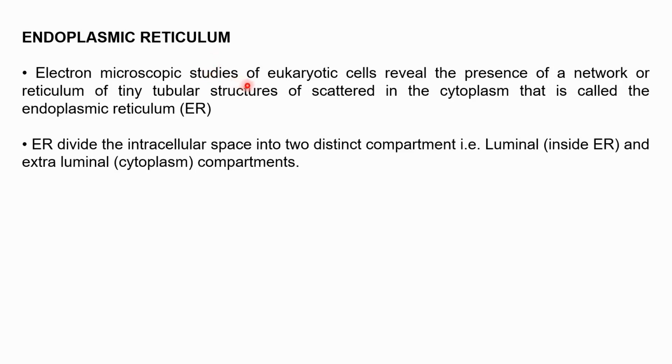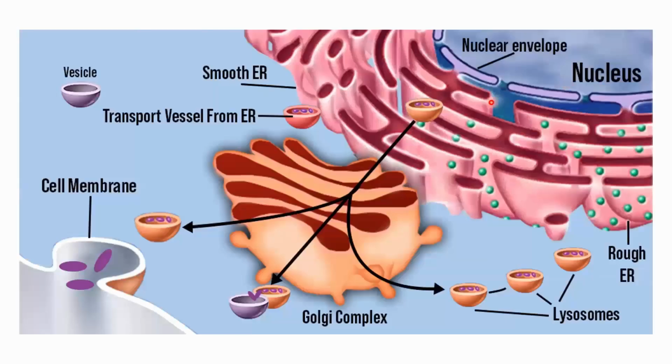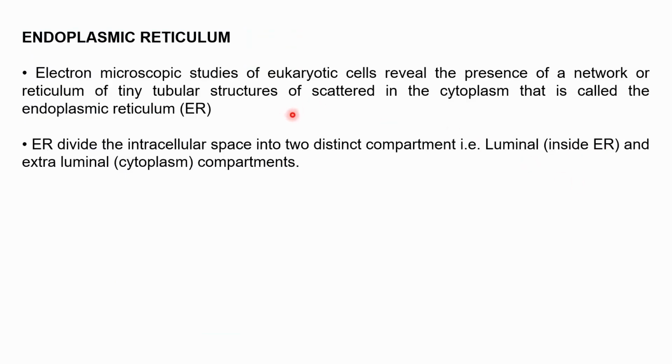Electron microscopic studies of eukaryotic cells reveal the presence of a network or reticulum of tiny tubular structures that are scattered in the cytoplasm, as we can see in this diagram also. They are mostly connected through the nuclear envelope, and since they are made up of a network-like structure, or tiny reticulum-like structures, they are termed endoplasmic reticulum.